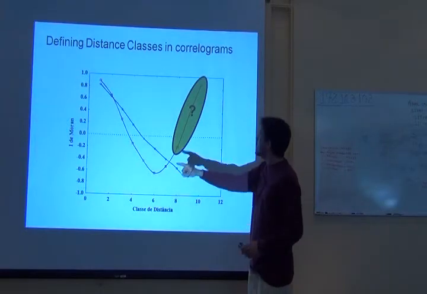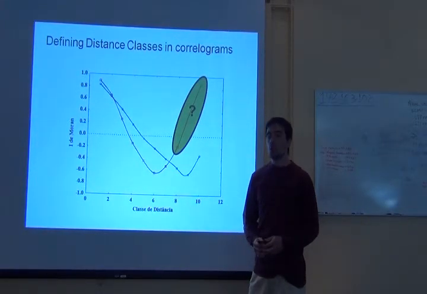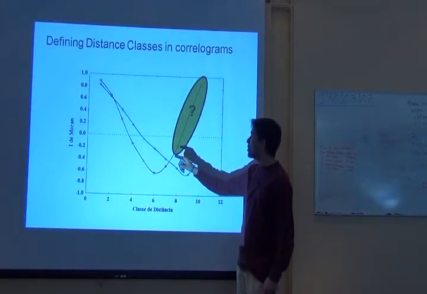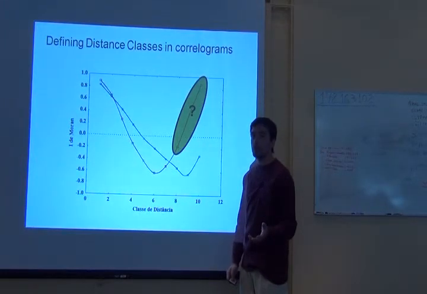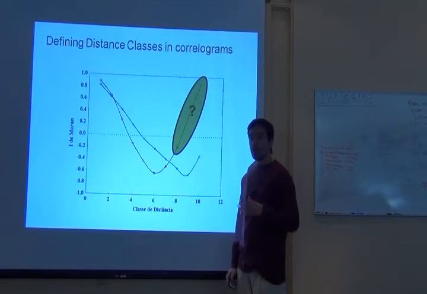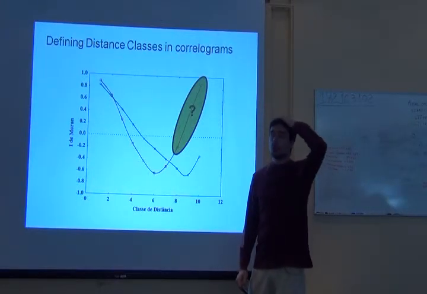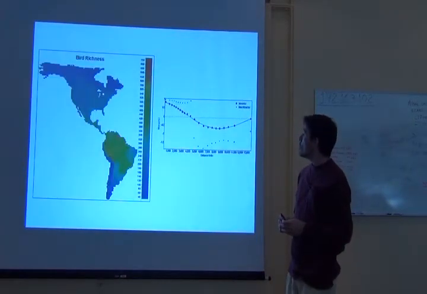So what does this mean? This is statistical randomness. If you don't have a good number of sites being compared here, this is random. This doesn't mean much. You have to watch for this unexpected behavior in the last distance classes of correlograms. Okay? So now let's look at some correlograms.